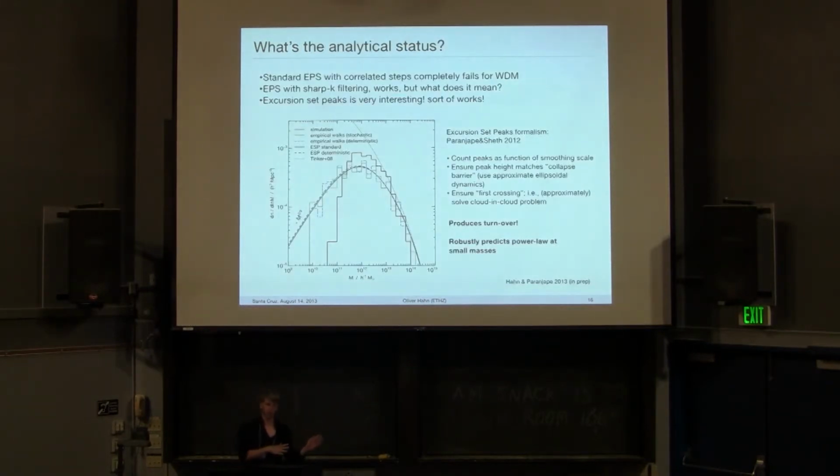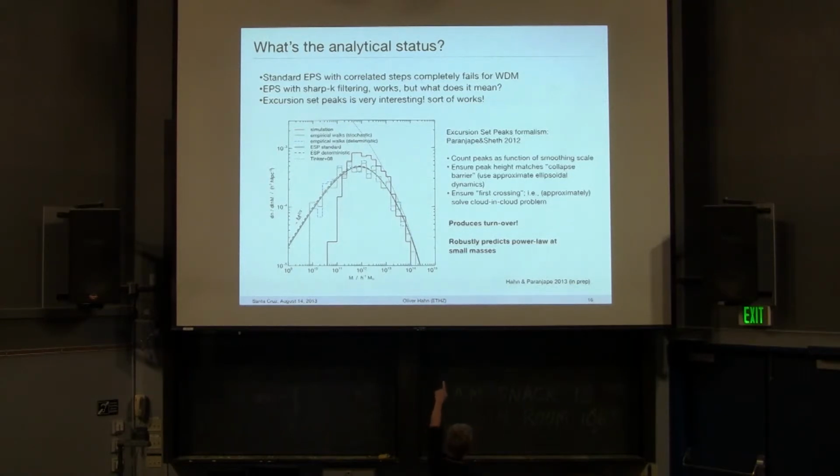Okay, so we can do this with simulations to get a mass function. Can we also do it analytically? This has been known for a very long time. If you do standard excursion sets with correlated walks, so just real space top hat filtering, you can't get anything that has to do with the warm dark matter mass function. The dashed thin line is what you get out of standard excursion sets with correlated walks in real space. People know that you can do it with sharp K filtering, but, at least to me, it's not clear what that physically means.